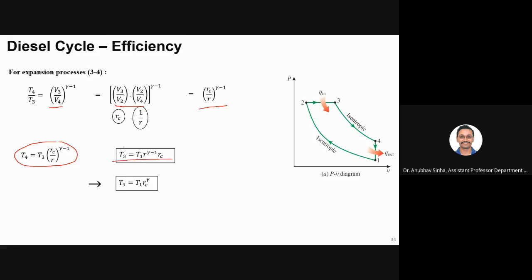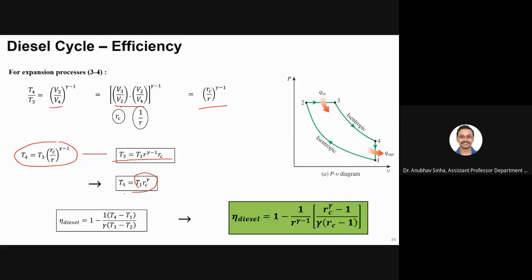So if you look at these two relations, you can say that T4 is equal to T1 into R to the power RC to the power gamma. So basically this R to the power gamma minus 1 gets cancelled. And let us go back to the original equation we derived. For diesel cycle efficiency, this is what we have. So basically we have all the four temperatures. Now we have derived relationships between different temperature values so that we can use them to simplify this.